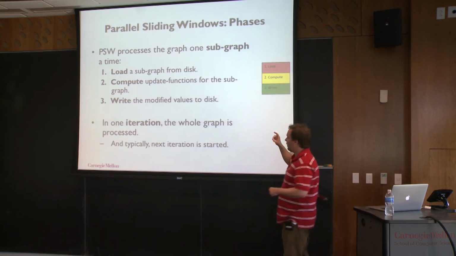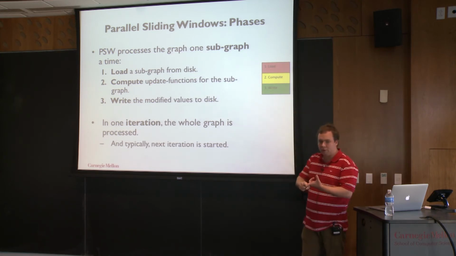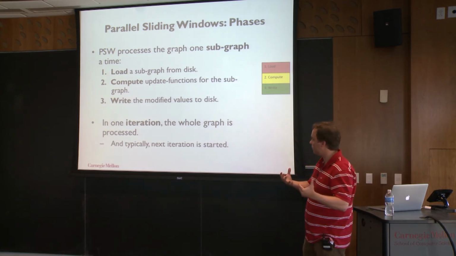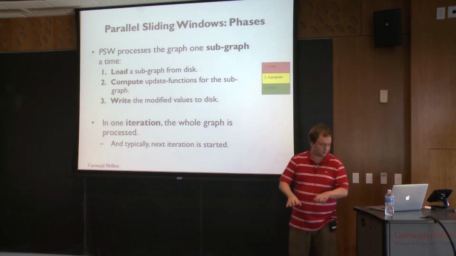For each subgraph, I use this kind of traffic signals here. We load the graph from disk, then we execute the update functions on the subgraph that the user has provided, and then we write the modifications back to disk.